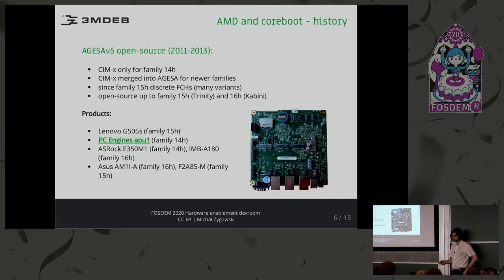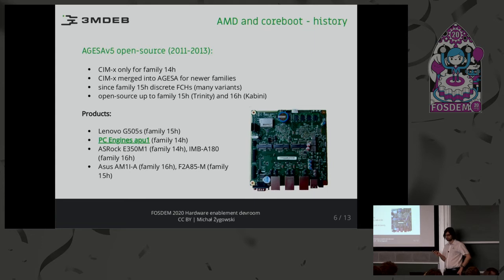The CIMX has been merged into AGESA, and the discrete Fusion Controller Hub has been introduced. So we are basically moving away from the three-chip solutions, and we have only the CPU and the FCH.